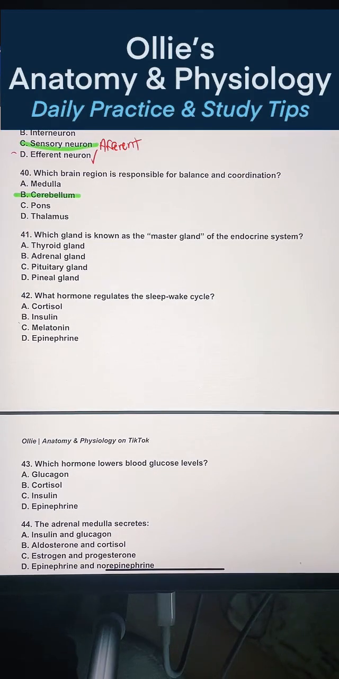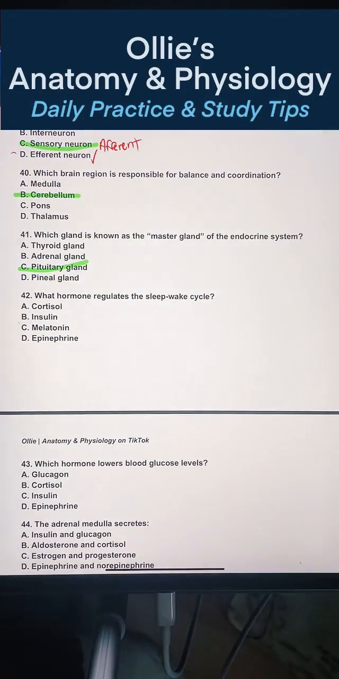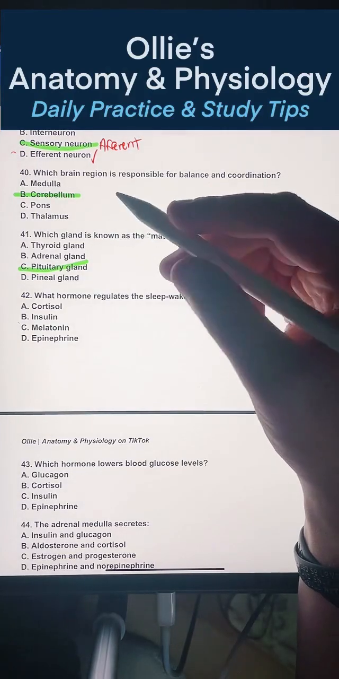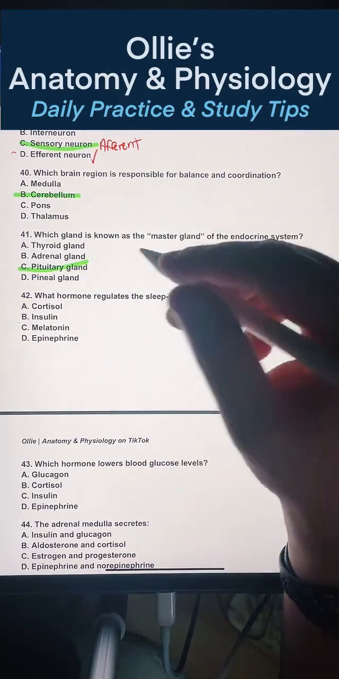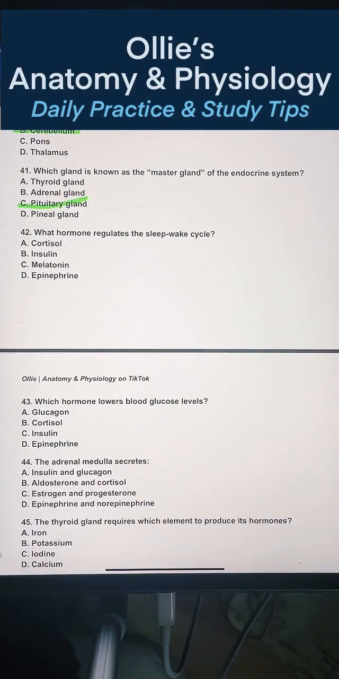The answer to number 41 is going to be C, the pituitary gland. The pituitary gland is going to help regulate some of the other endocrine structures in the endocrine system, right? And the hypothalamus is known as the master regulator because it also has some regulating effects on the pituitary gland. Number 42, what hormone regulates the sleep-wake cycle?